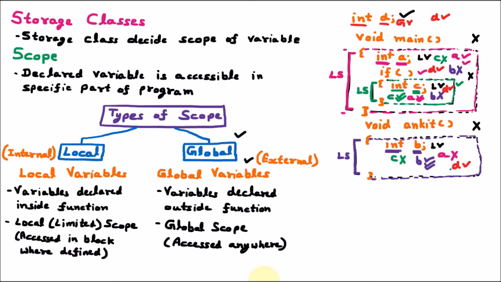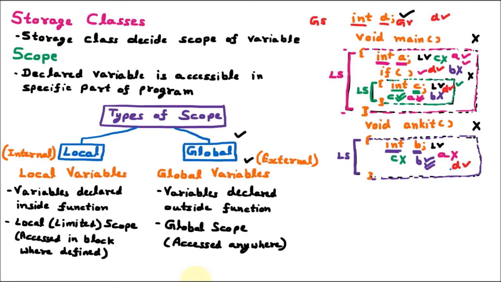So here global variables are globally available. So that means everybody can access it. That's why they are called global or external variables. And they are having the global scope. So here we can say that this is the global scope. That means everywhere inside the program we can access it.